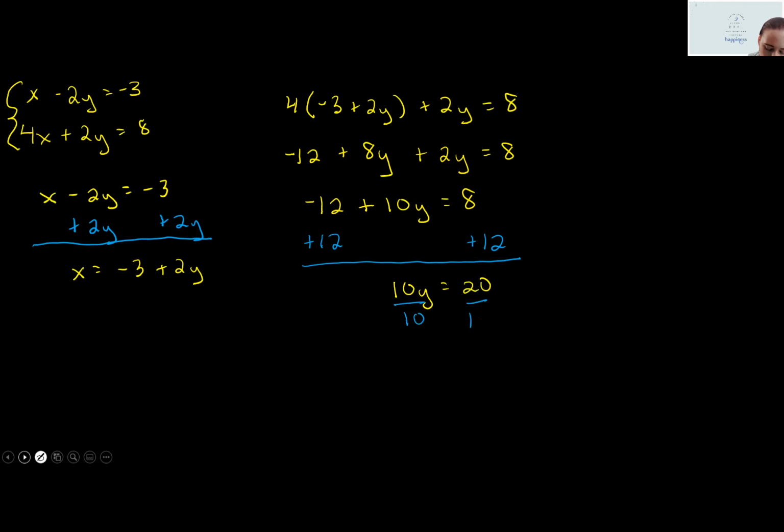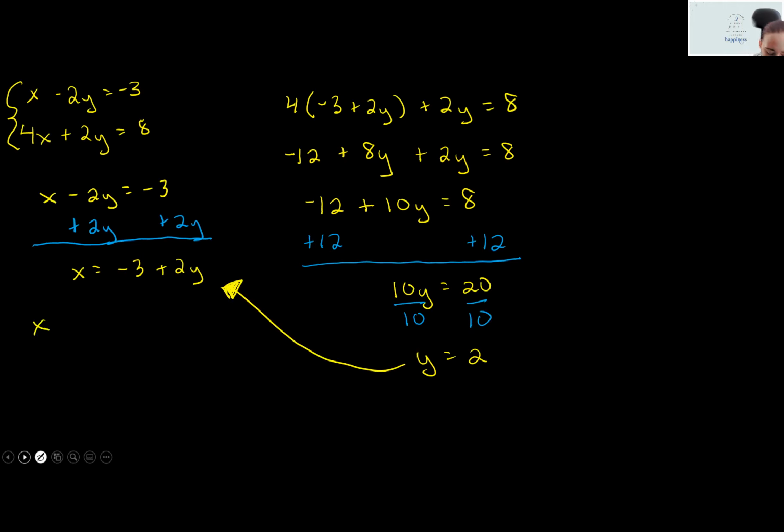Then we divide both sides by 10. We get y is equal to 2. So now I've got one answer, y is equal to 2. And now I need to plug it into what we had here for x, and I can find x. So I'm going to back substitute.